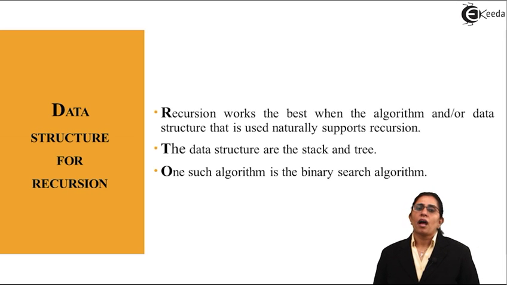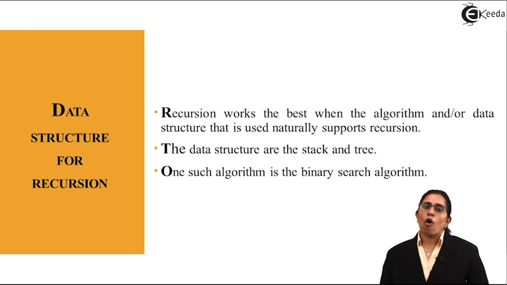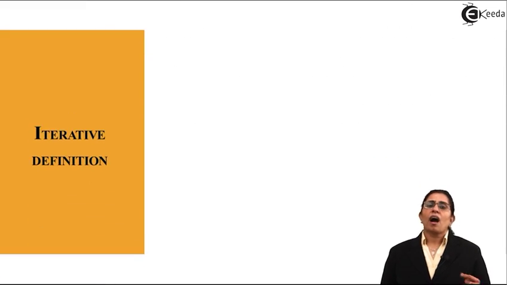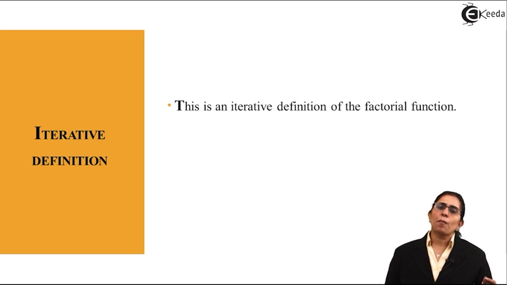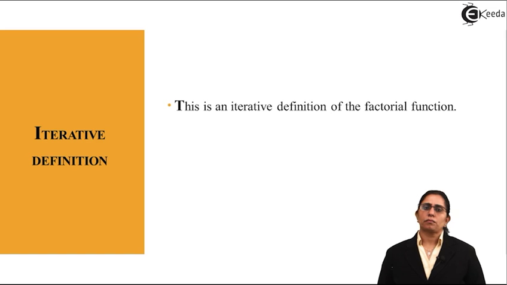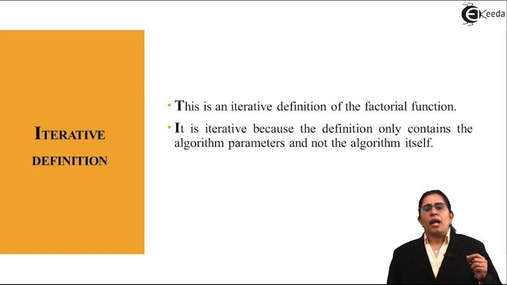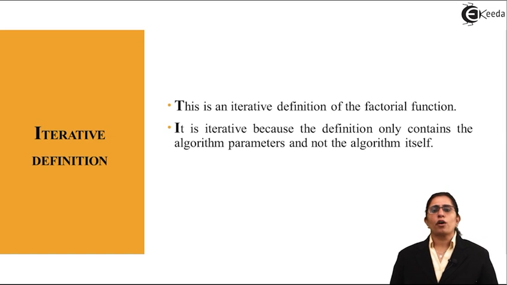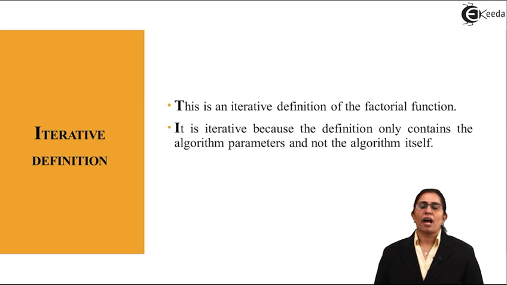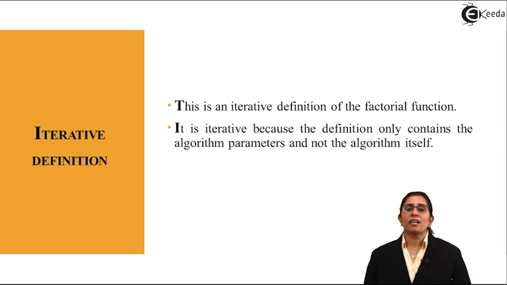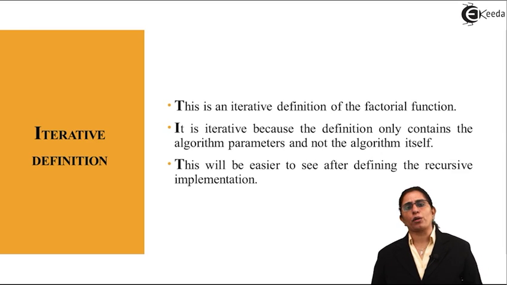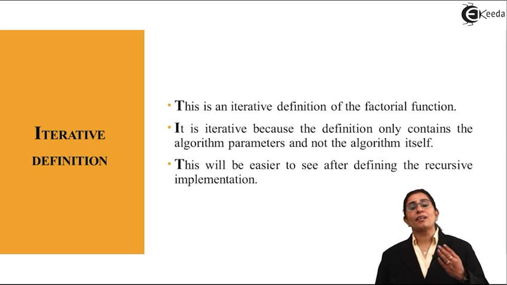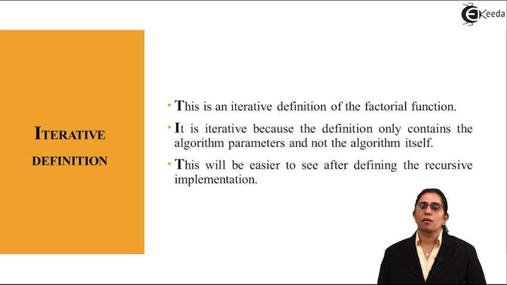Now we'll be seeing simple examples of how recursion is better than the iterative methods. Now what is an iterative definition? This is an iterative definition for a simple example, the factorial of a number. In an iteration, the definition and the algorithm only contain parameters and it has only flow. There is no implementation strategy which comes into the picture, and it is much easier to implement than using recursion. But recursion becomes important when I have larger problems and I can divide and implement and make them simpler.